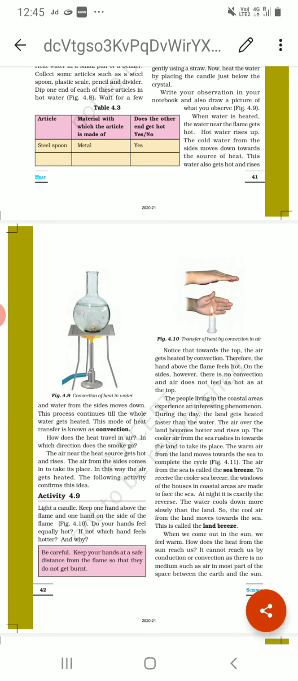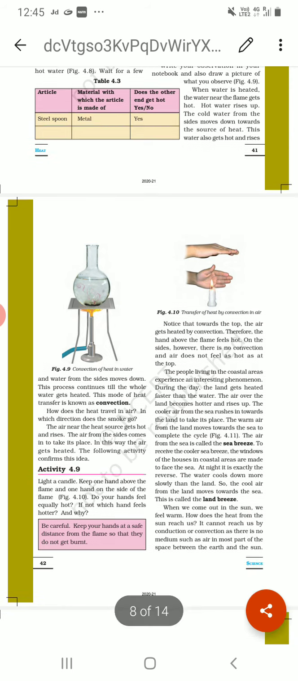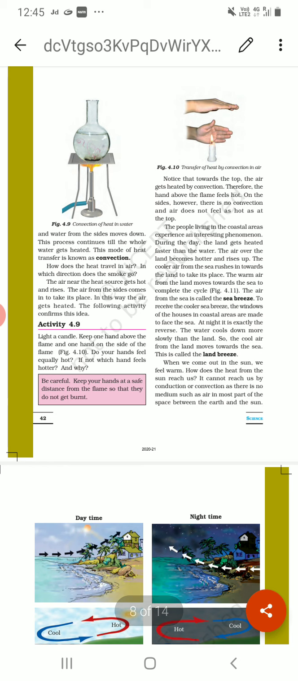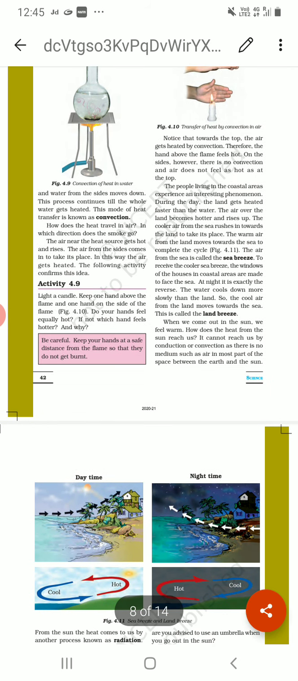Now, before that, I forgot to explain what is convection. See, when water is heated, the water near the flame gets hot. Hot water rises up, the cold water from the sides moves down towards the source of heat. This water also gets hot and rises, and water from the sides moves down. This process continues till the whole water gets heated. This mode of heat transfer is known as convection.